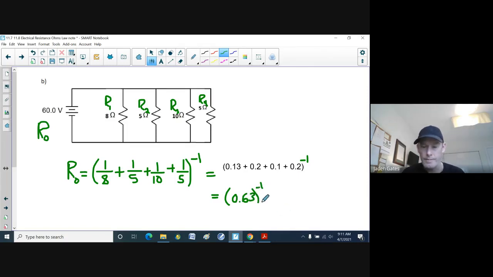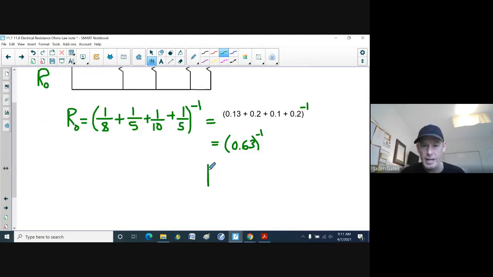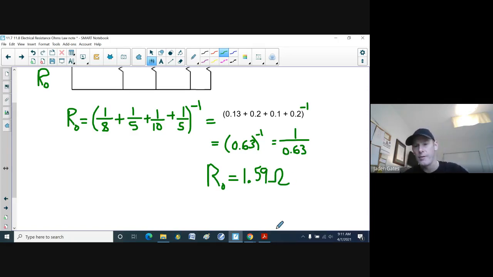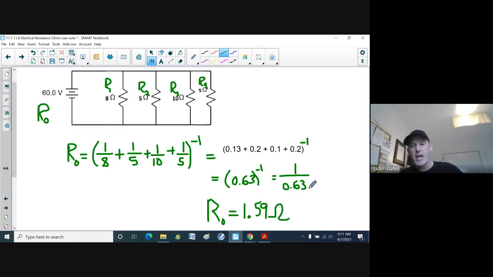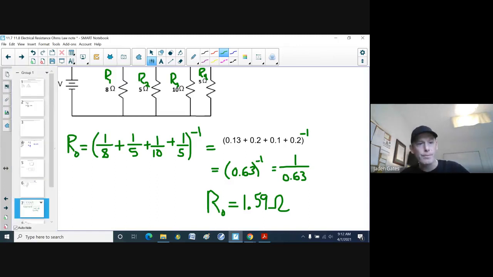All right, and then I take it to the power of negative 1. Now, if that's confusing to you, essentially what this means is you take 1 and you flip it and divide it by 0.63. That's what I'm doing. But I'm just going to put in 0.63 to the power of negative 1, and I get 1.59 ohms for resistance.